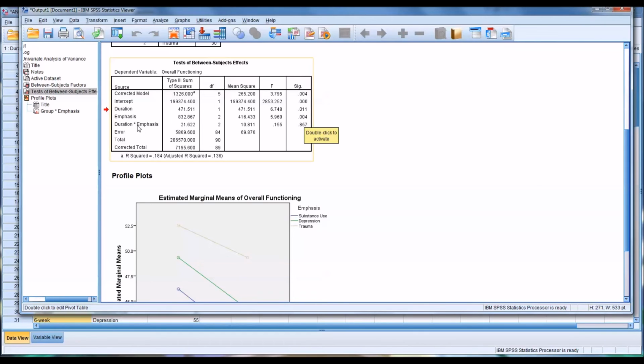But what about the interaction of the two variables? What SPSS calls duration times emphasis. And you can see the significance level here is 0.857, 85%. So here we would accept the null hypothesis. So there is no interaction effect. There's a main effect for duration, a main effect for emphasis, but the interaction effect is not significant. Right, so statistically significant result for duration and emphasis, but not for duration times emphasis. That's how you interpret this table.